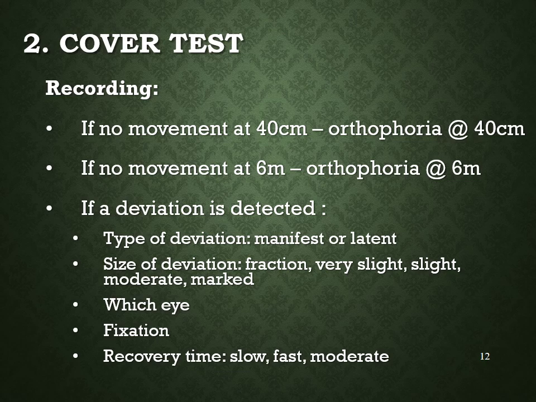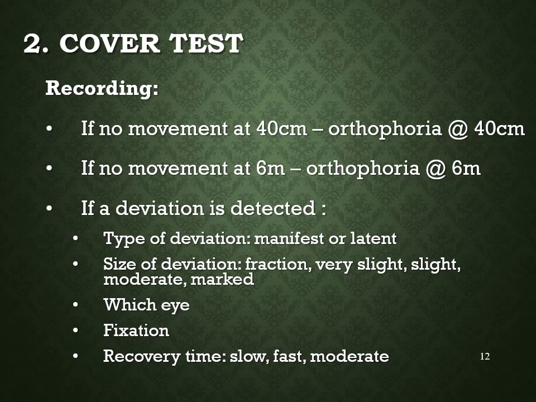For the recording, the cover test can be represented in the short form of CT and recorded separately for distance, represented as D, and for near, represented as N. For example, if there is no movement at near or 40 cm, then you will write down orthophoria at 40 cm. And if there is no movement at 6 meters or distance, then you write down orthophoria at 6 meters.